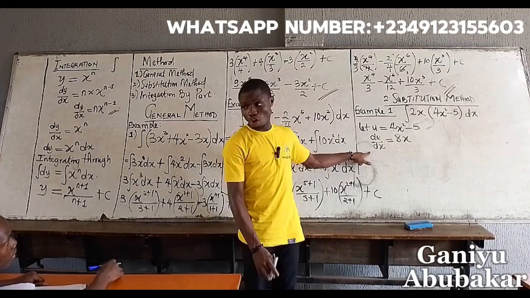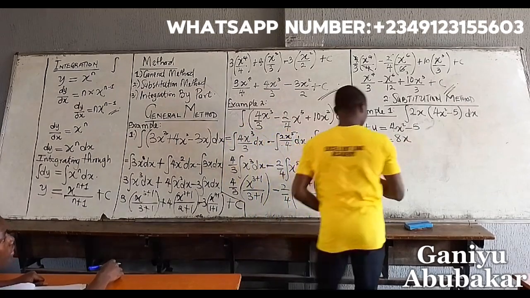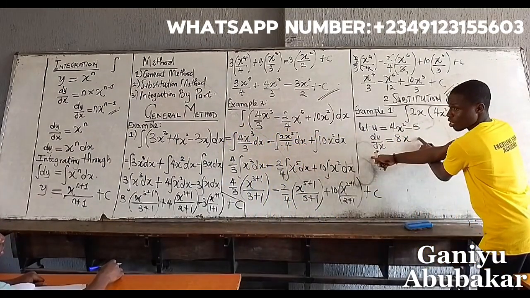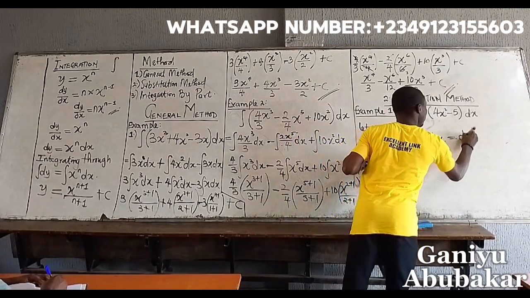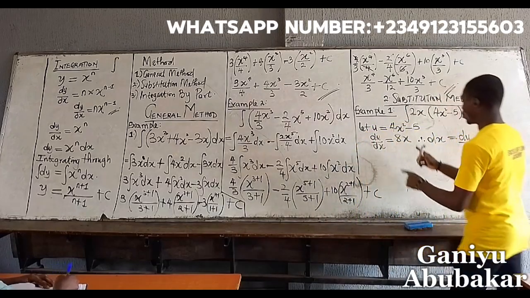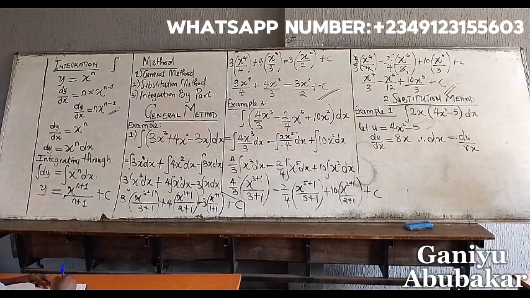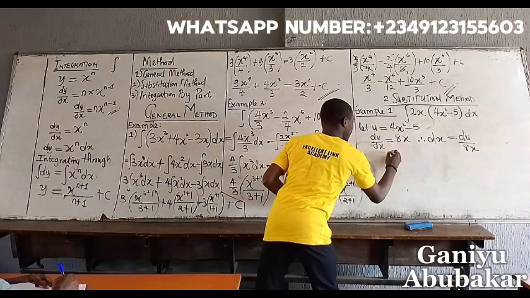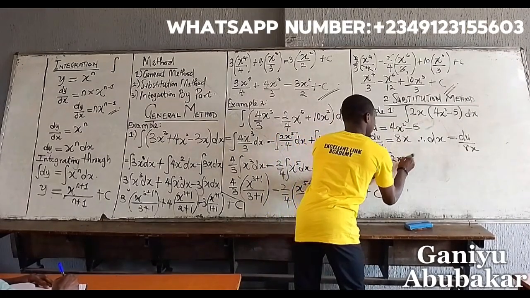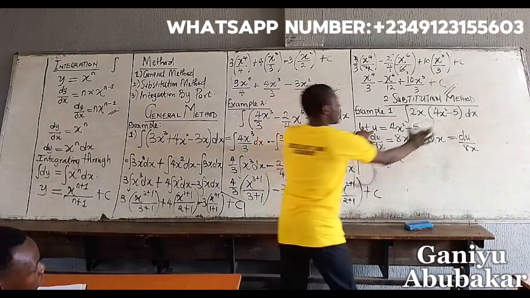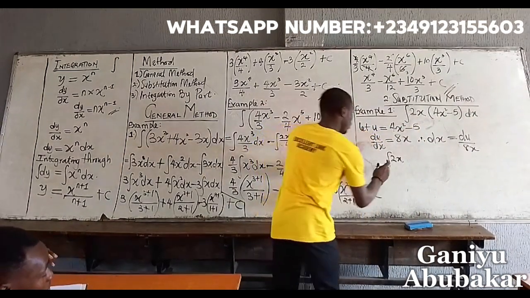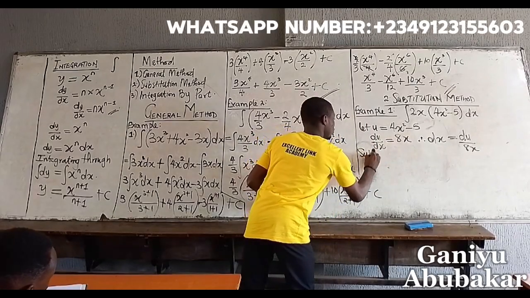Now listen up. I'll make dx the subject. How? I will swap the position. Therefore, dx is equal to du over 8x. Now you put these two values in. So I'll have the integral of 2x, and this thing in brackets, we just say it was u. At this point, substituting.